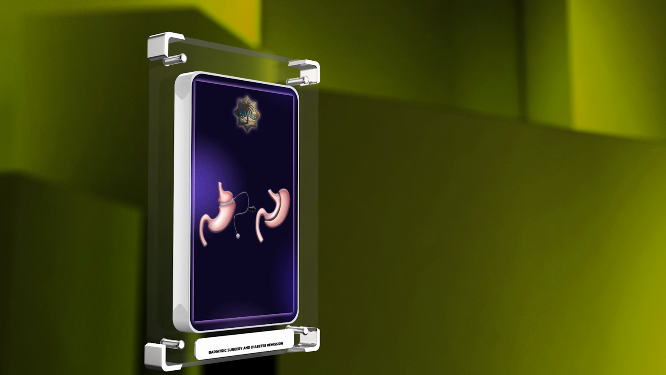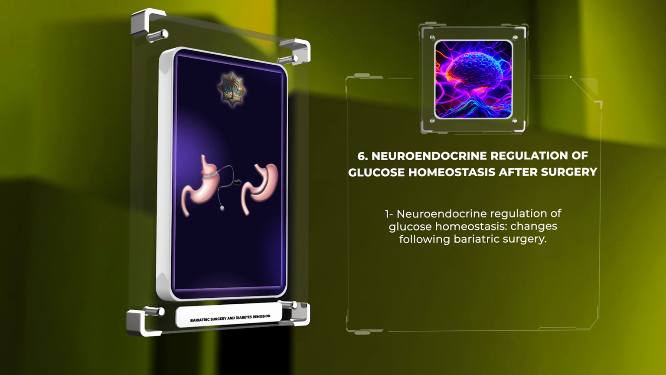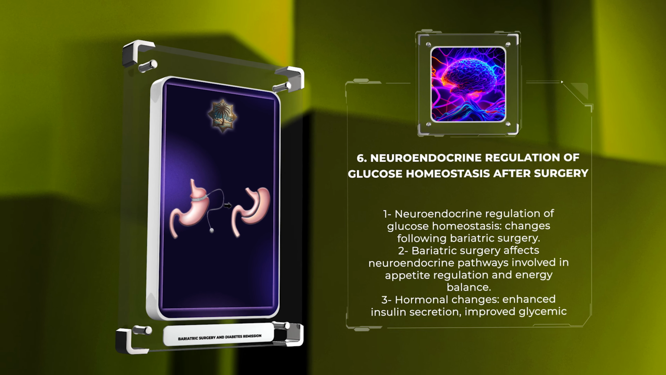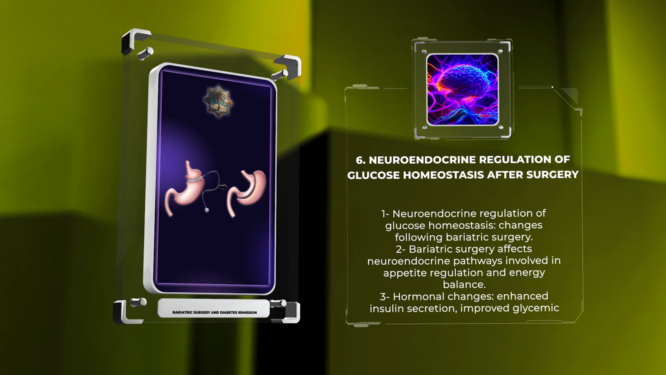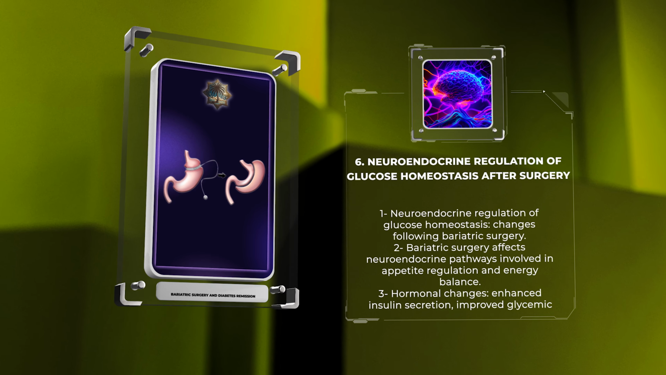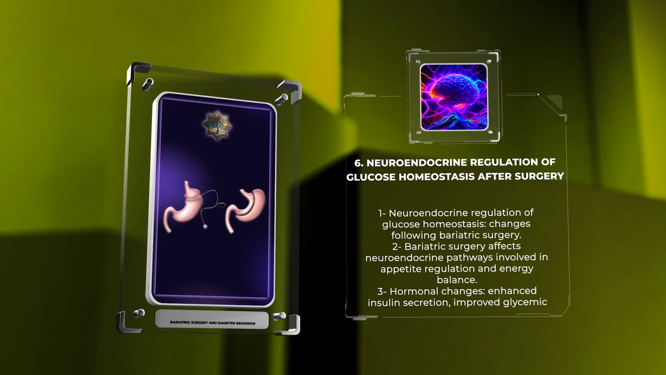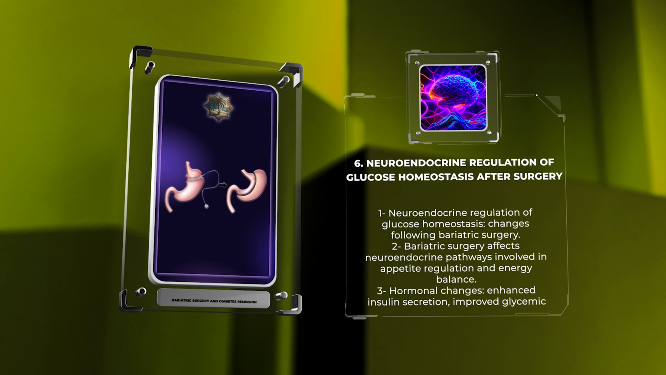The neuroendocrine regulation of glucose homeostasis undergoes significant changes following bariatric surgery. The central nervous system, in collaboration with peripheral organs, plays a critical role in maintaining glucose levels within a narrow physiological range.